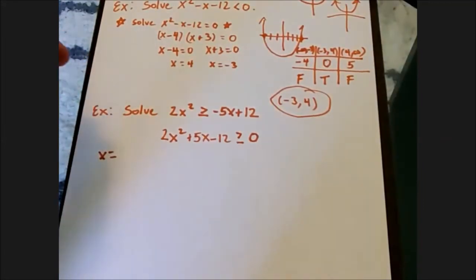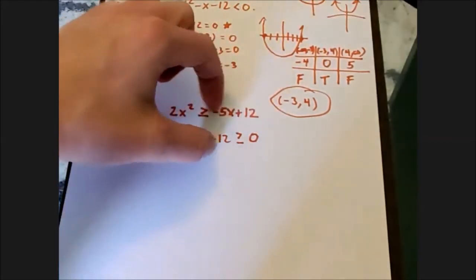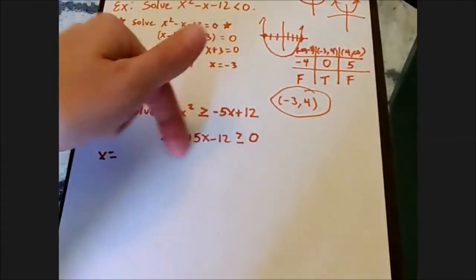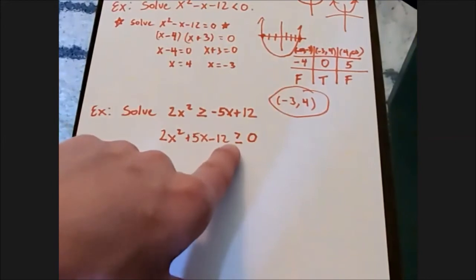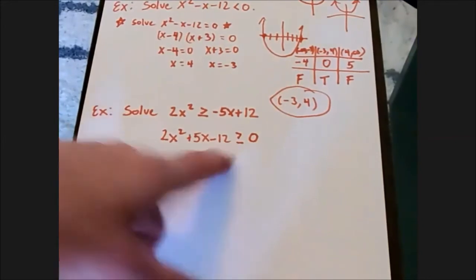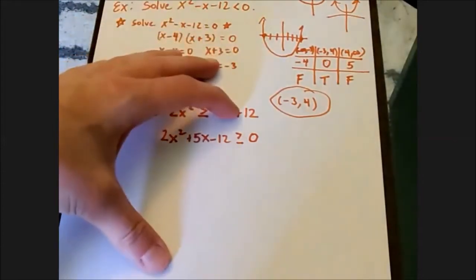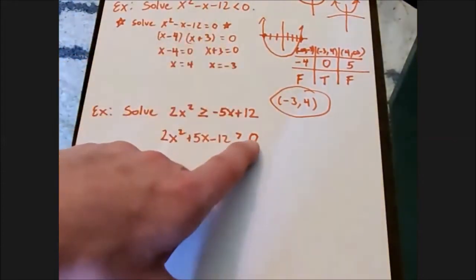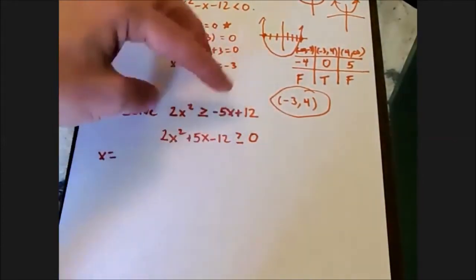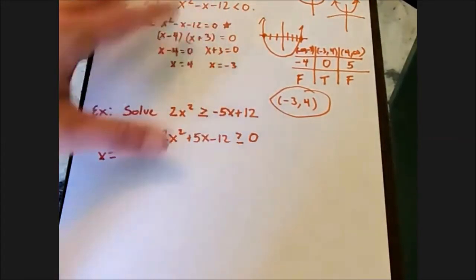Just got a question in the chat. Does the 0 always have to be on the right side? No, it does not. If you flip this around and the 0 is on the left, it's fine as long as your inequality is pointing in the right direction. So it does not matter. I am very systematic in my mathematics. I always try to get the 0 on the right, but if you're not that person, as long as everything is legitimate, you're fine.